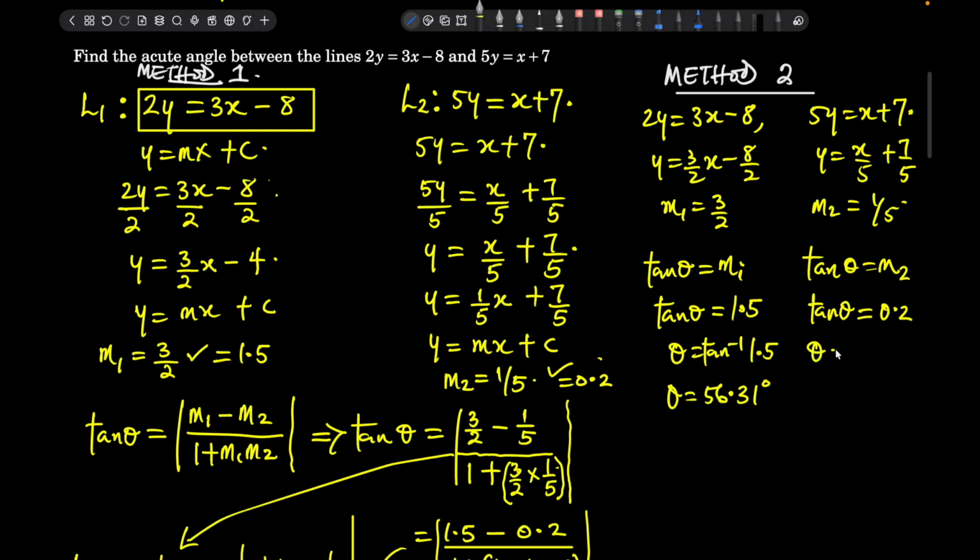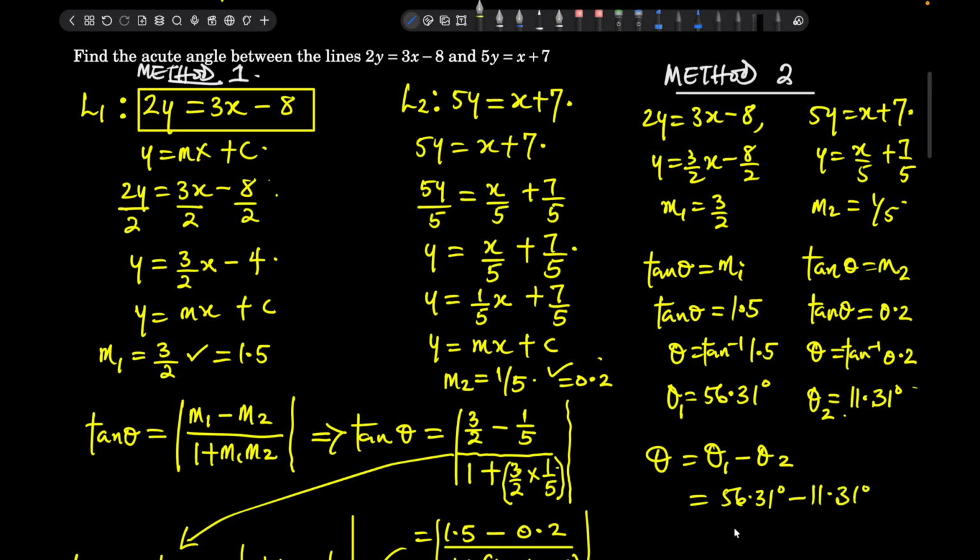So theta is equal to arctan 0.2. Arctan 0.2 is 11.31 degrees. Don't forget that this is for the first one and this for the second one. So to now get your answer, which is the theta that you are looking for, you will now say theta 1 minus theta 2. You now do 56.31 degrees minus 11.31 degrees. If you subtract this one, you're still going to get 45 degrees.